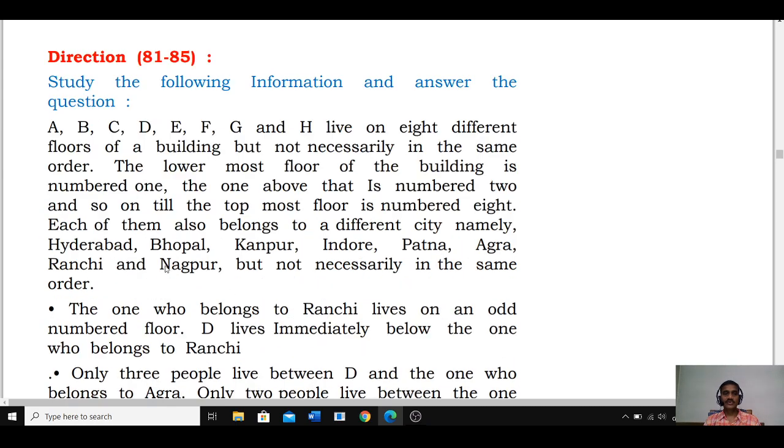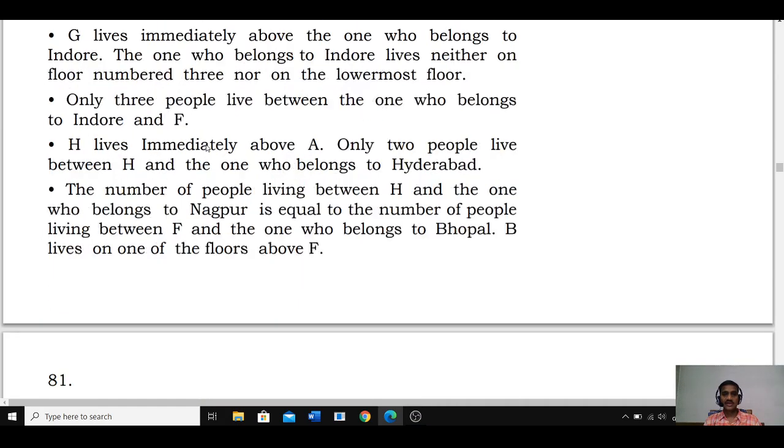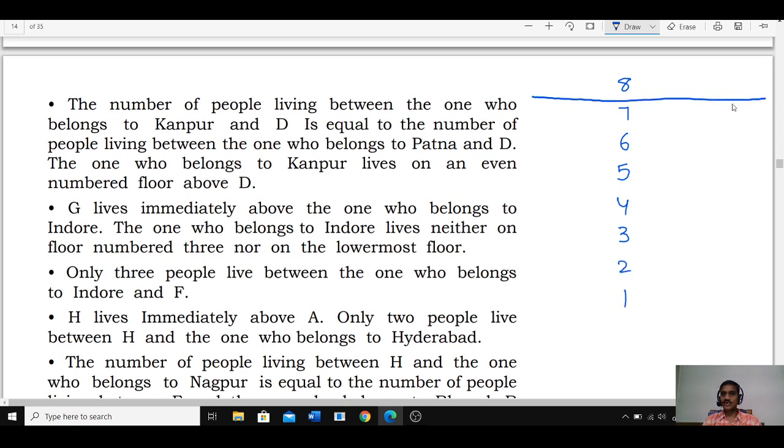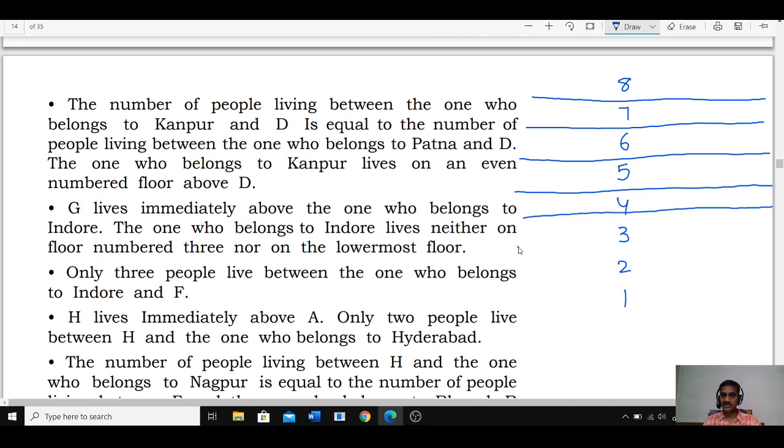Then 81 to 85 is based on floor arrangement. How many floors are there? There are 8 different floors, 8, 7, 6, 5, 4, 3, 2 and 1. 8 persons are staying on these 8 different floors.